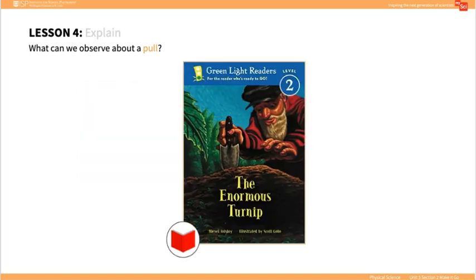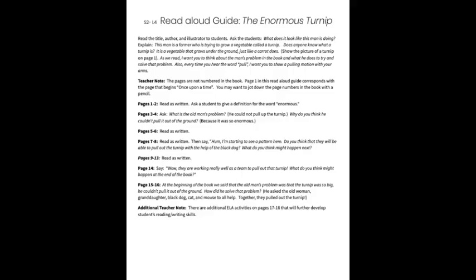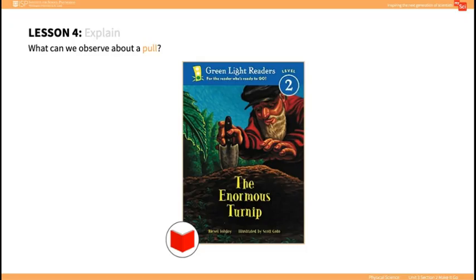Then read this book, The Enormous Turnip. There is a read aloud guide for this book shown here on teacher page 11. Ask the students to make a pulling motion every time they hear the word pull. This story would also be ideal for students to act out in front of the class.